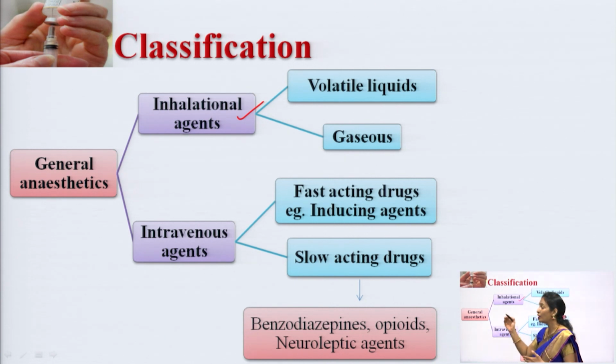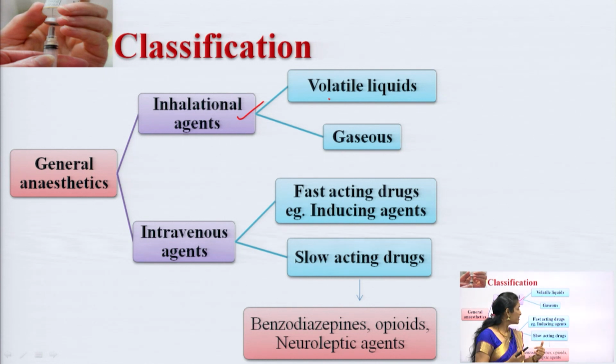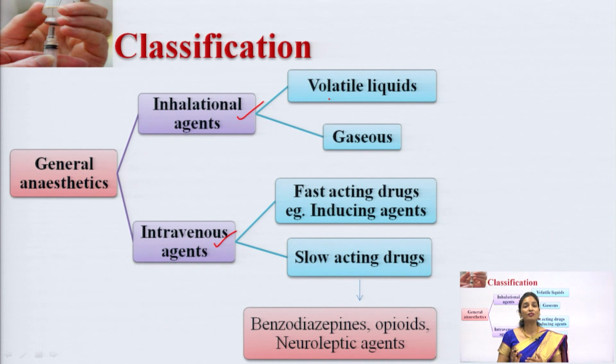In the next slide I will explain what examples fall under volatile liquids and what examples fall under gases. And the second one is intravenous anesthetic drugs. Intravenous anesthetic drugs have been further classified into fast acting drugs and slow acting drugs. Whenever you give a drug by the intravenous route, some drugs show their action fast and some show their action slowly. In the next slide I will explain what the fast acting drugs and slow acting drugs are. The slow acting drugs are mainly benzodiazepines, opioids, neuroleptic agents.